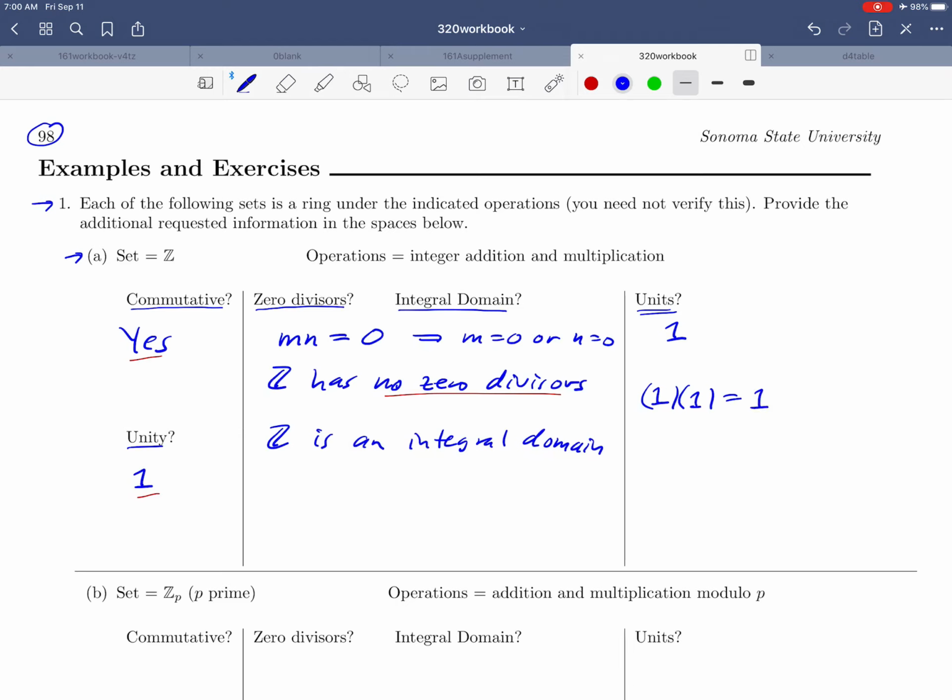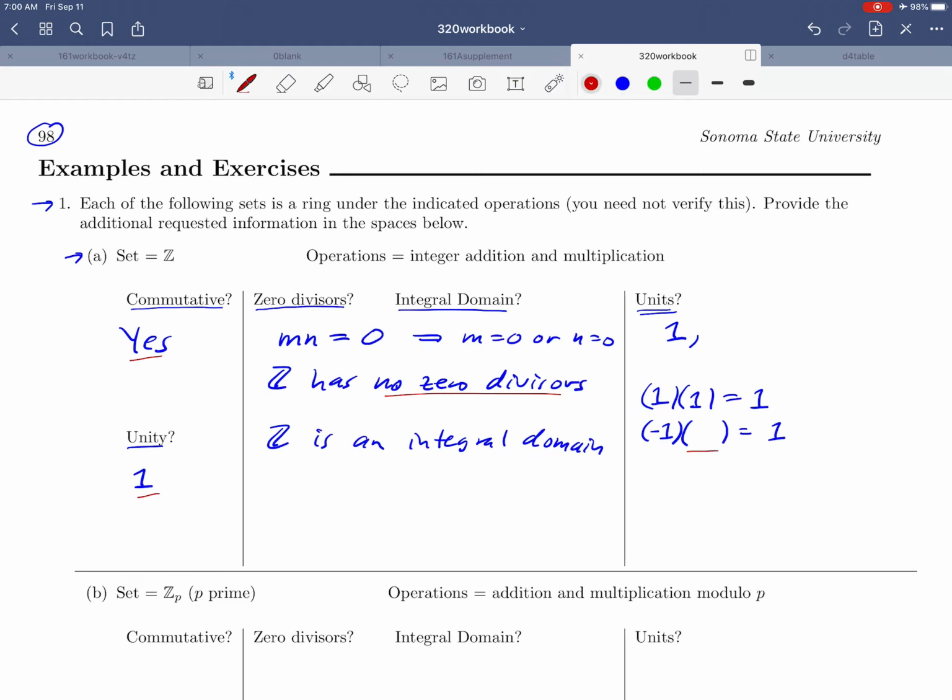Can you think of any other element in the ring of integers that has a multiplicative inverse? I can think of one other example, and that's -1. If you wanted to convince me that -1 has an inverse under multiplication, you'd have to tell me what goes here. What can we multiply by -1 to get back to the unity element? Well, we can multiply it by itself. Since -1 times itself gives us the unity, that means that -1 is also a unit in our ring.